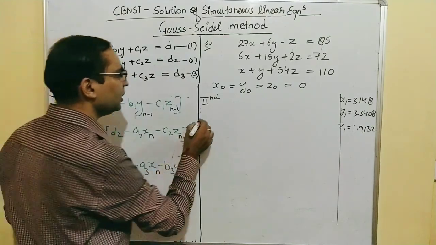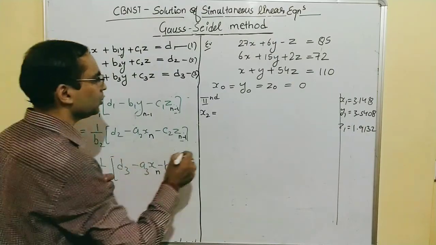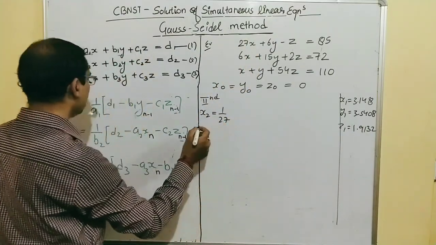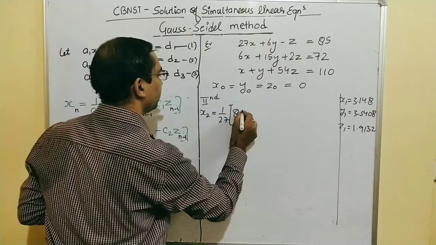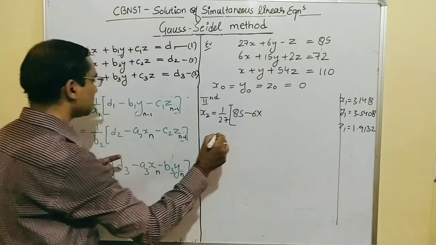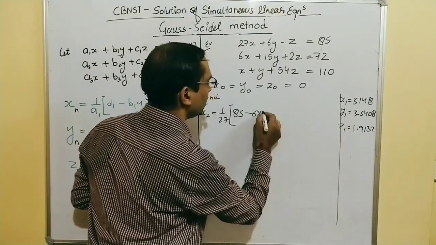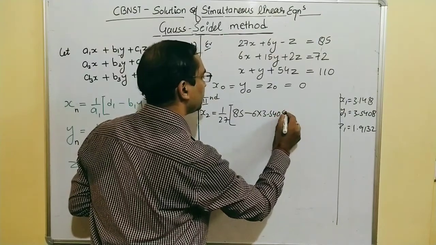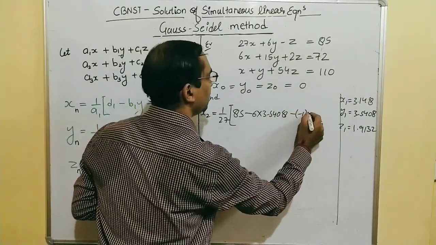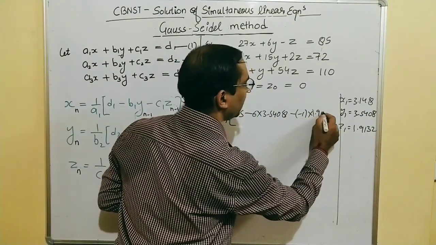So let's say now we will calculate the value of x2. Now what will be the value of x2? This is 1 upon a1, that is 27. This is 85, that is d1, minus b1 is 6, cross the previous value of y1. So this is y1, 3.5408. Then minus c1 is minus of 1, multiplied by z1. So this is 1.9132.